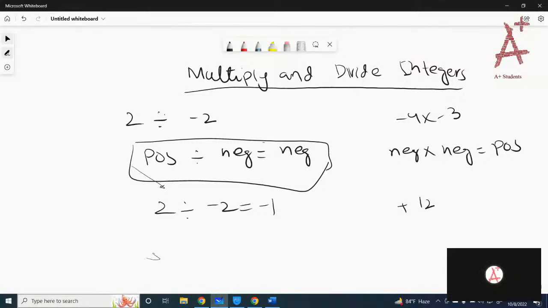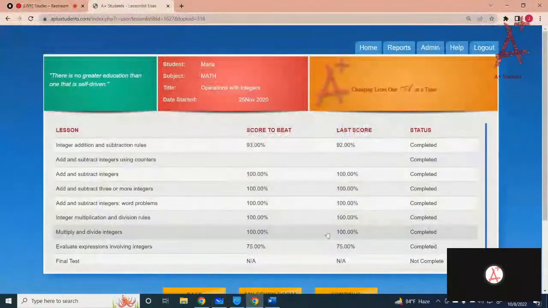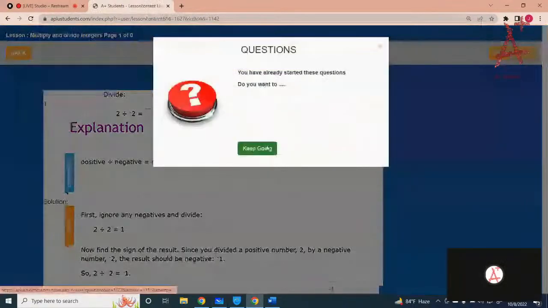Okay. On the top right corner, you have a test button. So let's just start with the test. Multiply integers. And here you have a test button. Let's just start with the test.